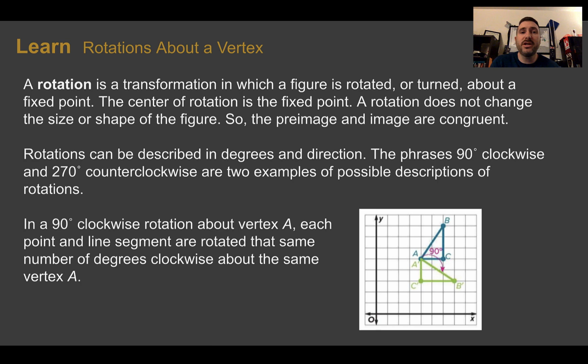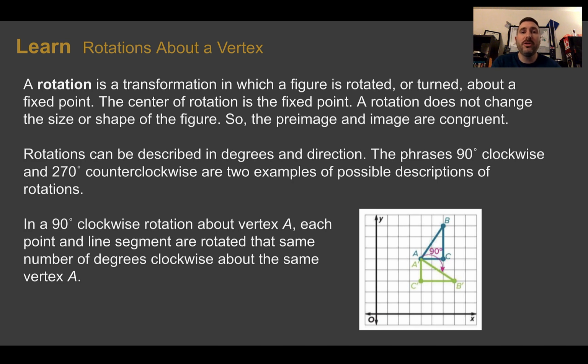Let's learn rotations about a vertex. A rotation is a transformation where a figure is rotated or turned about a fixed point. The center of rotation is that fixed point, and a rotation does not change the size or the shape of the figure, so the pre-image and image are congruent, just like with translations and reflections.